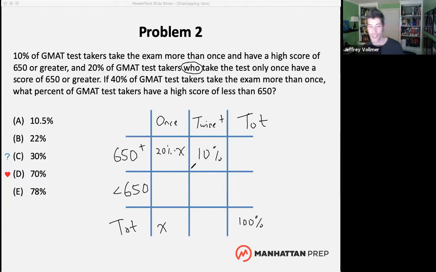And that's going to change the game a little bit, because now when you get here, 40% of the test takers take the exam more than once. That does go here. And now let's see what happens. I think things will change a little bit, and we should not be at 70. Yeah, broken heart.